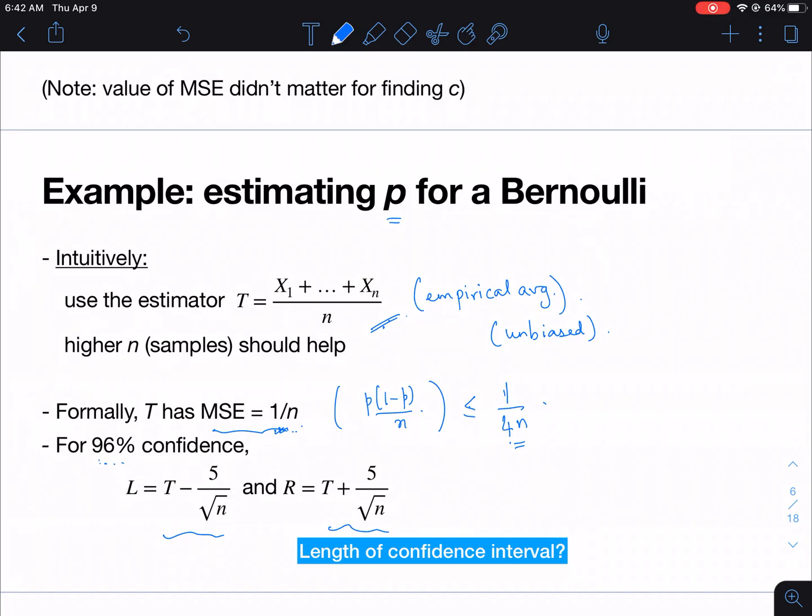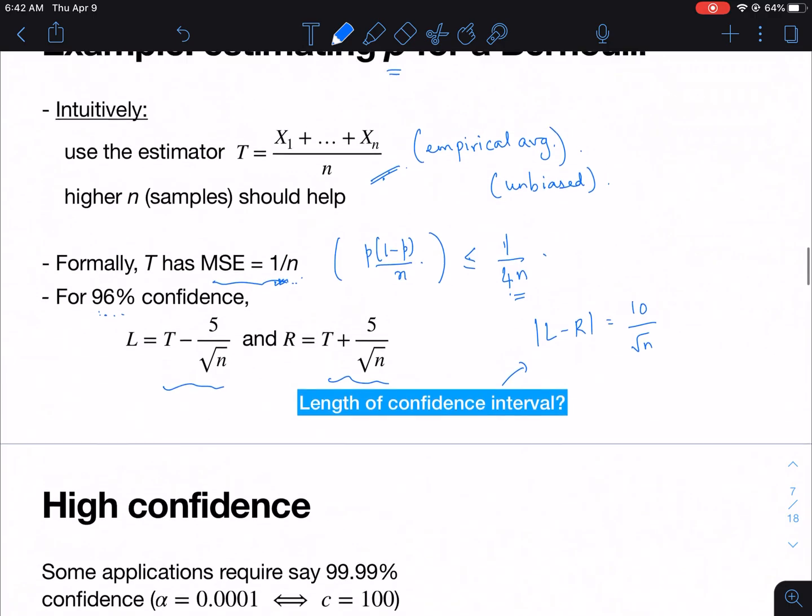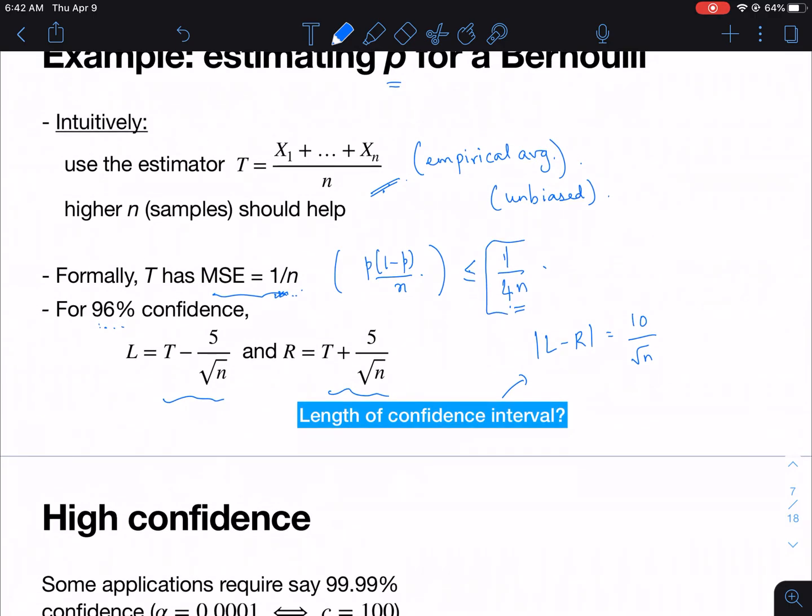What is the length of the confidence interval over here? The length of the confidence interval is the difference between L and R. That is equal to 10 by root n in this case. If we had plugged in the 1 by 4n value, you would have got 5 by root n, but it doesn't matter. Let's stick with MSE being 1 by n, so the length of this confidence interval is like 10 by root n.